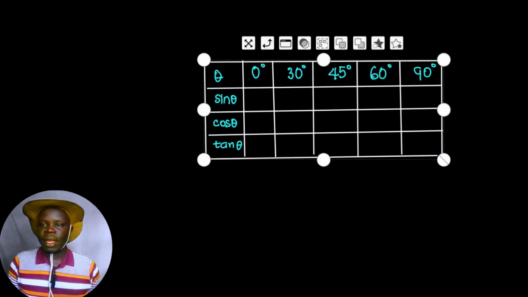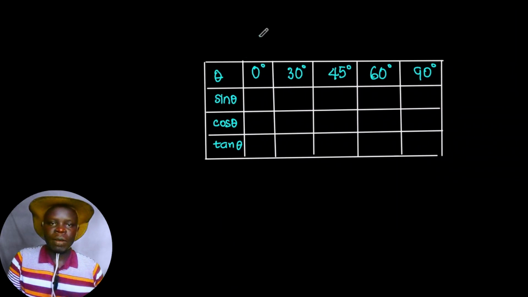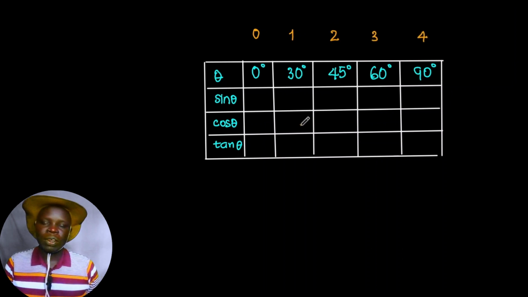Here is a table for sine. What I'm going to teach you is this. What we have to do is change from here, 0, and go to 1, and so on until the end. So we have here 0, 1, 2, 3, and lastly 4. After that, what next? We divide everything by 4.